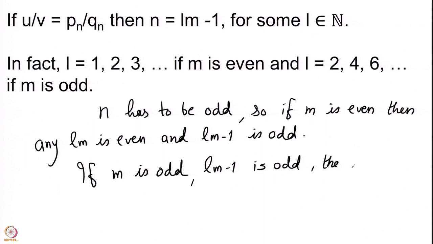The L has to be even, because if you take L to be odd and m to be odd, then Lm will be odd into odd, which is odd, and odd minus 1 will be an even integer. So, the only possibilities are these possibilities. What we have done is that we have completely written down all possibilities for the n's where u upon v is the nth convergent.